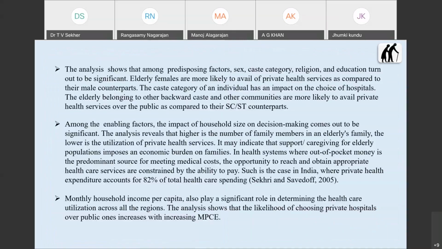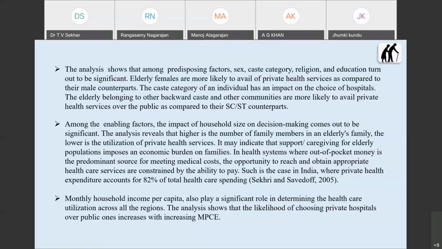Elderly females are more likely to avail private healthcare services as compared to their male counterparts. And the caste category of an individual also has an impact on the choice of healthcare services. The elderly belonging to the other backward castes and other communities are more likely to use private healthcare services over public as compared to their SC/ST counterparts.